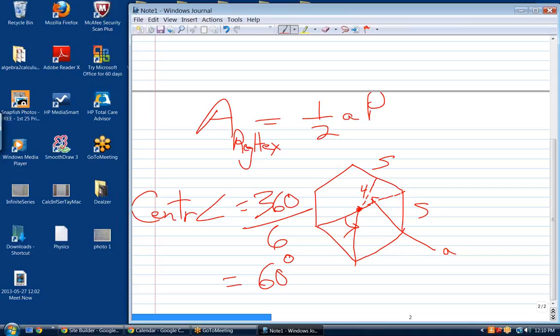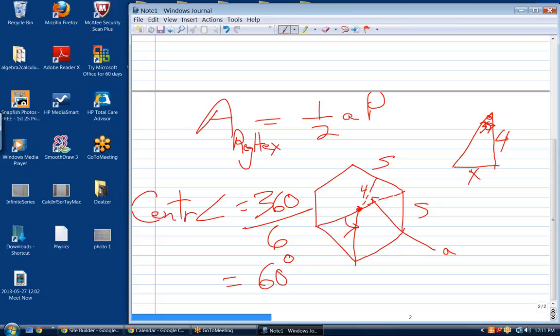Now, what is the angle in our triangle that we're looking at, where we know this side is 4, and we're trying to find x? And what is this angle right here? Would it be 30? Okay. So what is x?